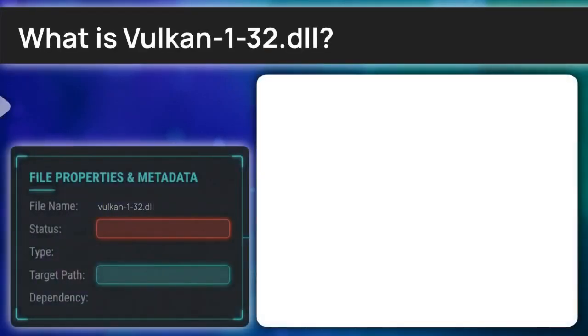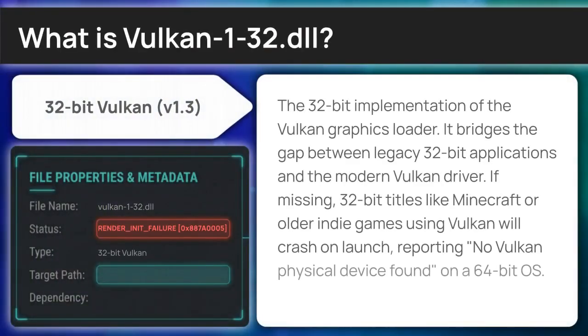This is the Vulkan-1-32 library, the 32-bit implementation of the Vulkan graphics loader. It bridges the gap between legacy 32-bit applications and the modern Vulkan driver. If missing, 32-bit titles like Minecraft or older indie games using Vulkan will crash on launch, reporting no Vulkan physical device found on a 64-bit OS.